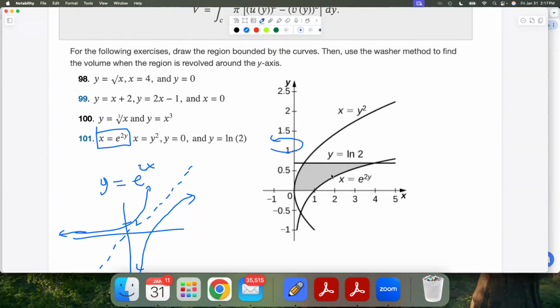So we build one of our washers. We draw in here, we pick some random y value. That's going to be some delta y thick. And imagine rotating that around again. If you try to kind of draw it out, your picture might be terrible.